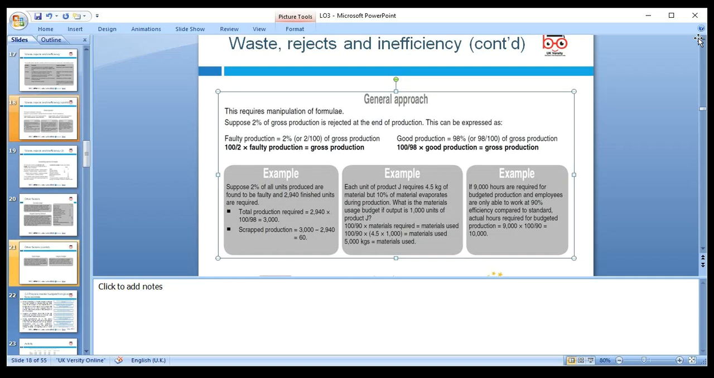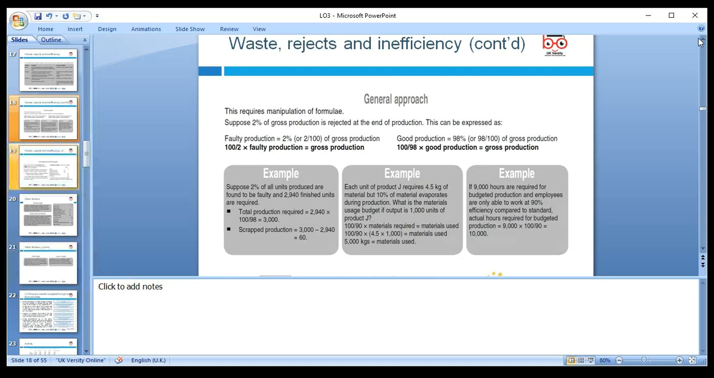If 9000 labor hours are required, and only 90% efficiency is available compared to the standard, the actual hours required for the budget: 9000 are required, but efficiency is 90%, so 10% is wasted time. So 9000 times 100 divided by 90.